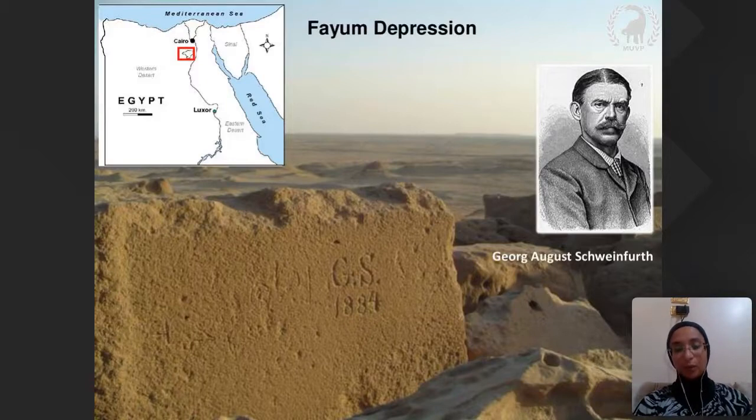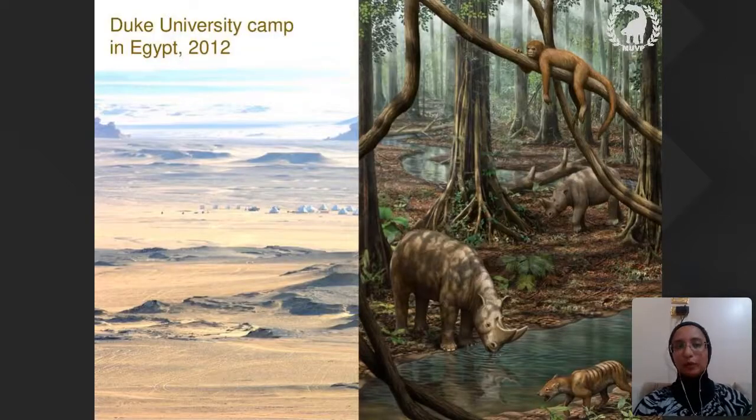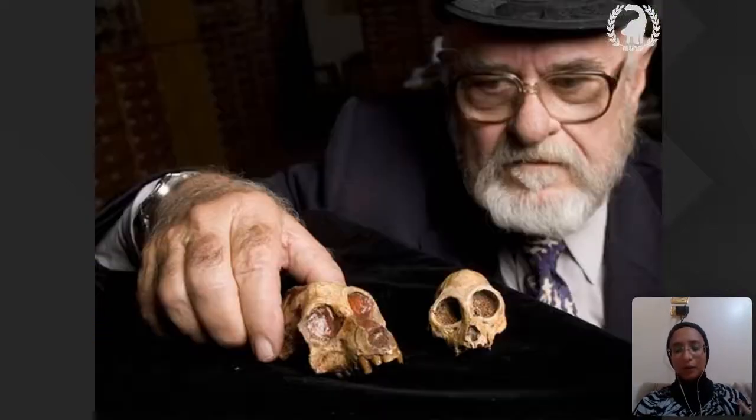August Schweinfurth when he worked in the Fayoum, and then the work of Duke University that worked in the Fayoum for over a decade, working in the Jabal Qatrani area and unearthing marvelous fossils like the Egyptopithecus fossil that you see in here, which is a very, very important fossil in the history of human evolution.